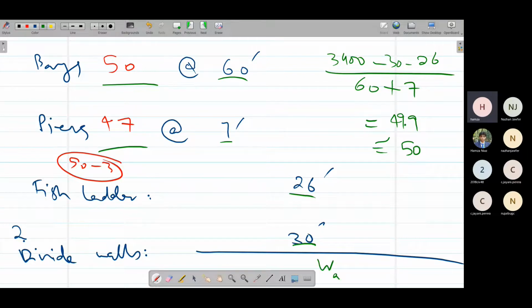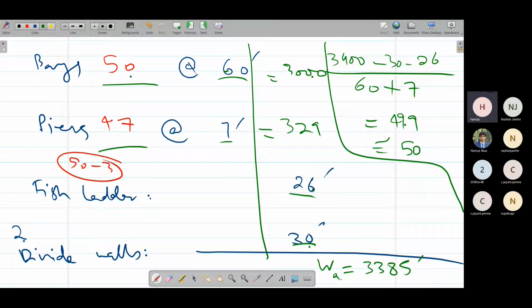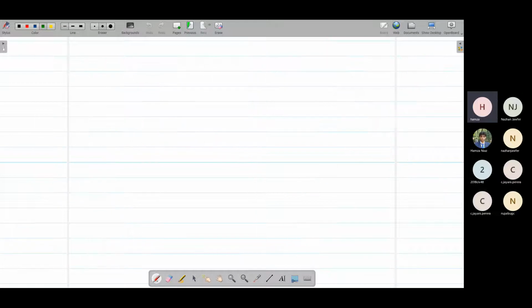So the actual width between abutments would be 50 times 60, that would be around 3,000. Plus 47 times 7, 329, and 26 and 30. So if we add this, we'll get 3,385 feet. So this would be our width between abutments.